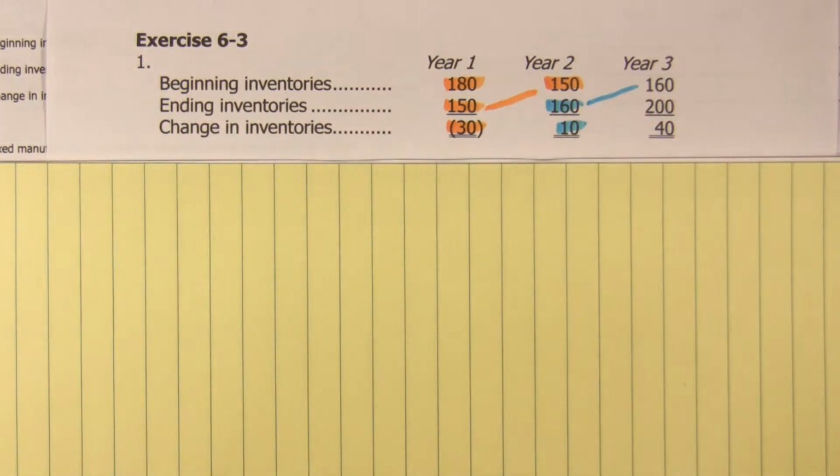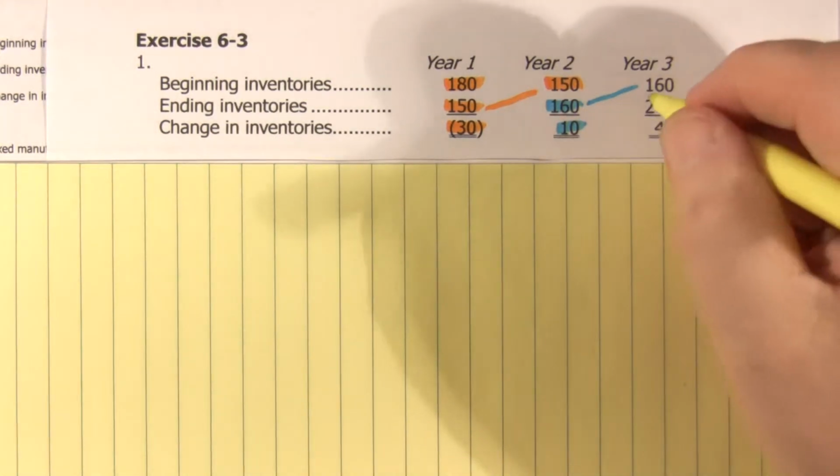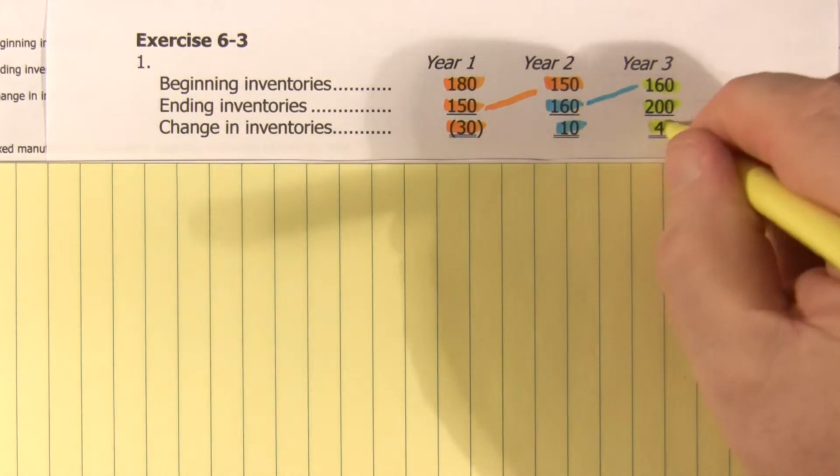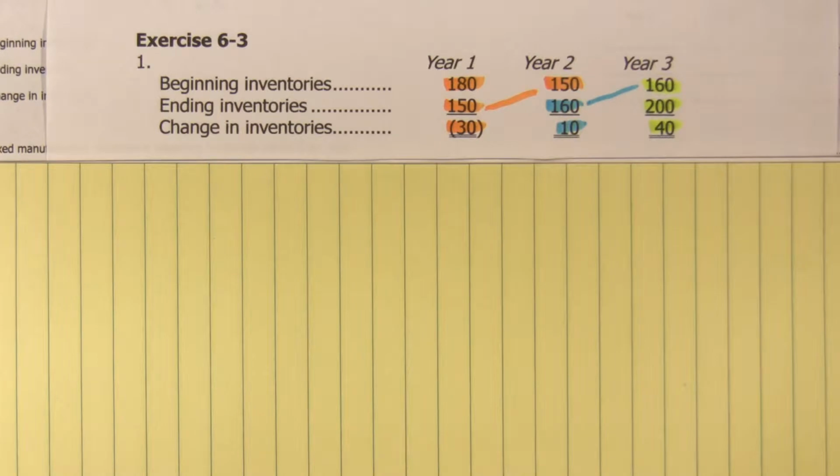And in year 3, 160 is our beginning inventory, 200 is our ending inventory. So we have 40,000 or 40 more units in ending inventory. So when our inventory goes up, our income seems to go up, okay? But that's because we're capturing prior costs and calling them an asset. So we have to explain the impact of that.